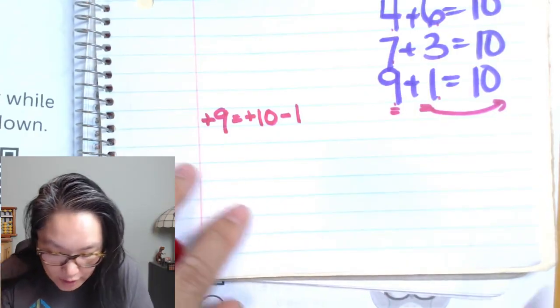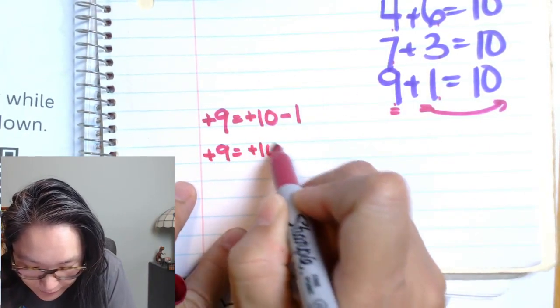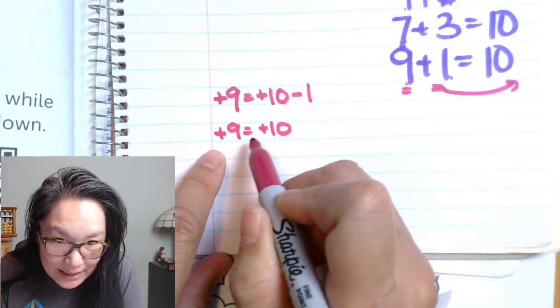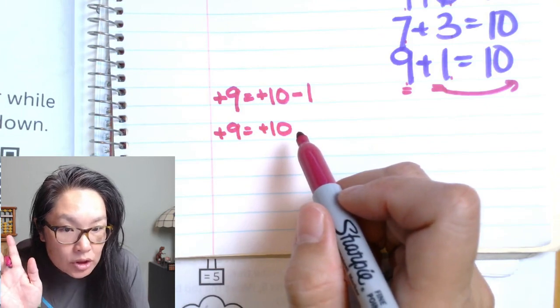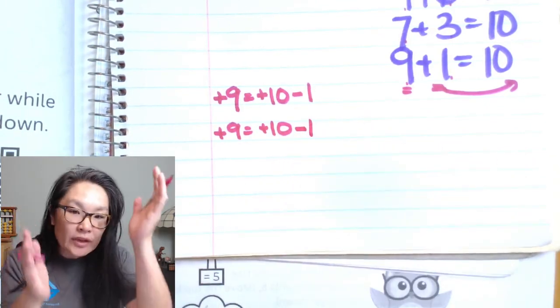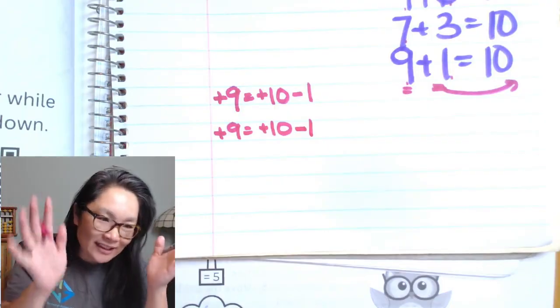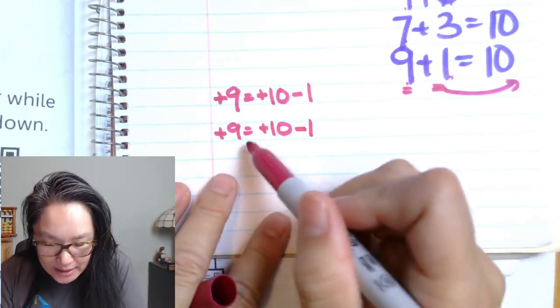So if I did this, 9 is equal to plus 10. Not plus the 9. I want to add the 9. Notice that adding a 10 is too much. So what do we have to do? We have to take away 1. So now they're equal. It's no longer 6, 7. Right? Now they're equal.